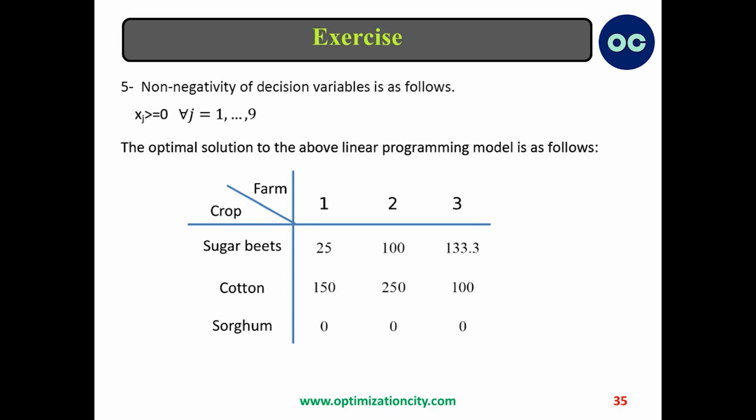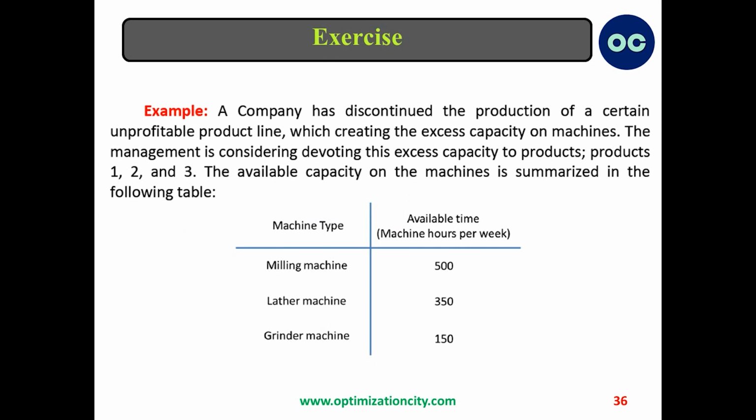And the optimal solution, I will discuss the process of finding the optimal solution in the next course, but for now, the optimal solution to the linear program is as follows. You can see that sorghum is not optimal for cultivating in three farms. For more examples, consider the following problem.